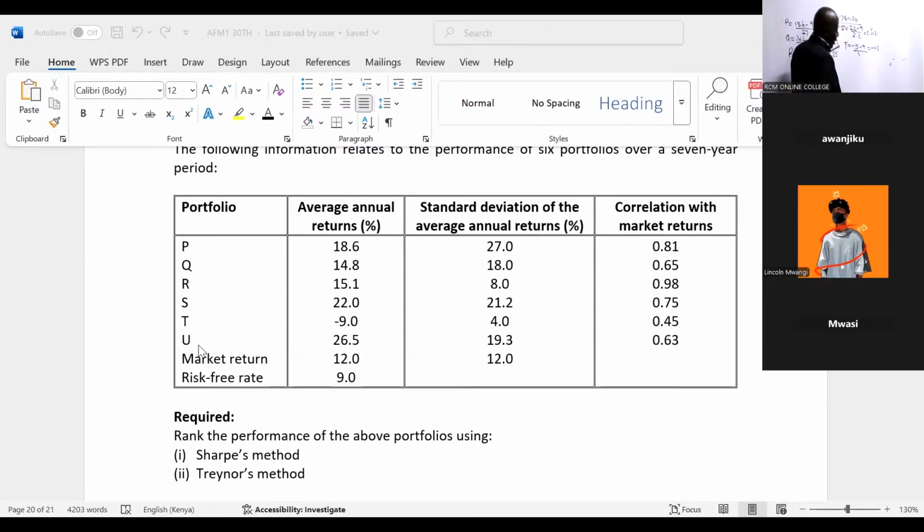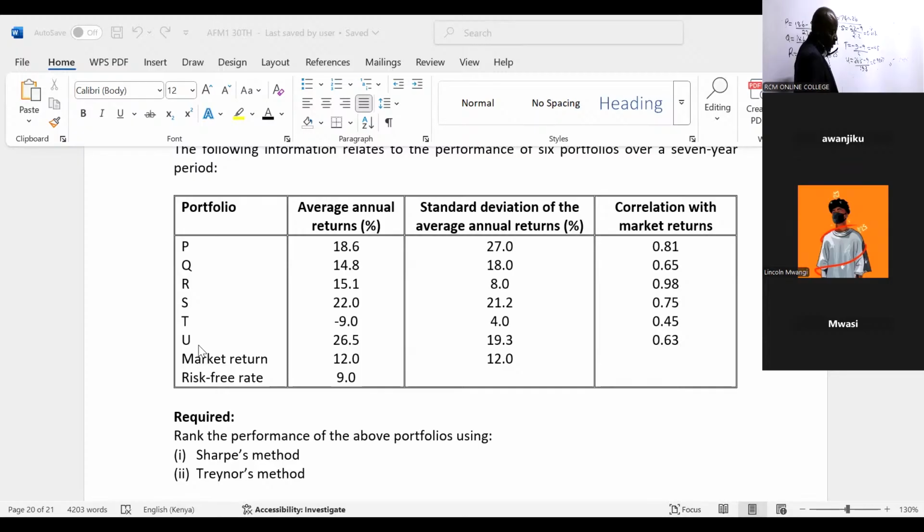After T, I can see U. So what is the average return of U? Minus 9, all over the standard deviation of U, which is 19.3. So which ended up giving you what figure? 0.9067. And that is all the 6 securities.